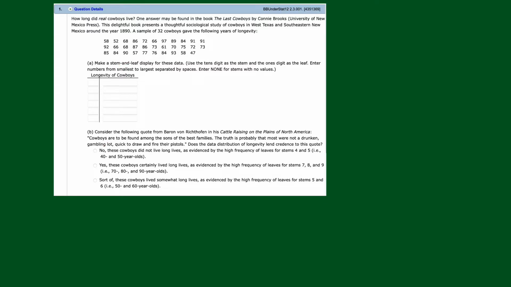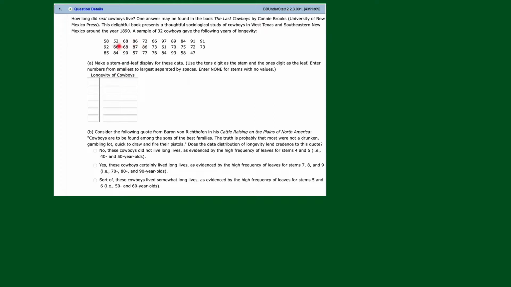So first of all, I think I'll input this data into my calculator, my TI-84. Problem number 1, section 2.3. We've got 32 pieces of data, and the data are the lengths of times that cowboys back in the 1890s lived in West Texas and southeastern New Mexico. What they want us to do is make a stem and leaf diagram and then answer some questions.